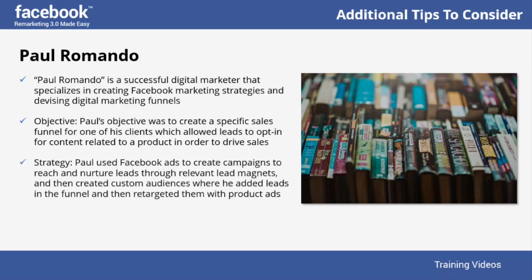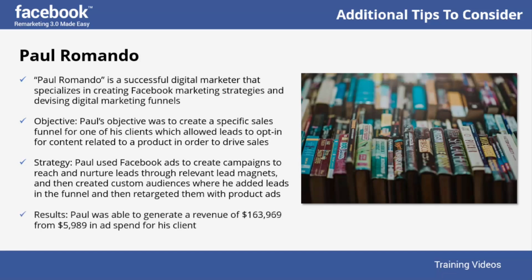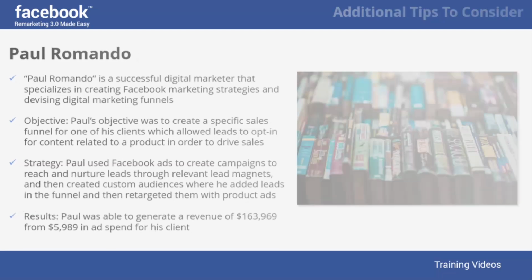Strategy: Paul used Facebook ads to create campaigns to reach and nurture leads through relevant lead magnets, and then created custom audiences where he added leads in the funnel and then retargeted them with product ads. Results: Paul was able to generate a revenue of $163,969 from $5,989 in ad spend for his client.